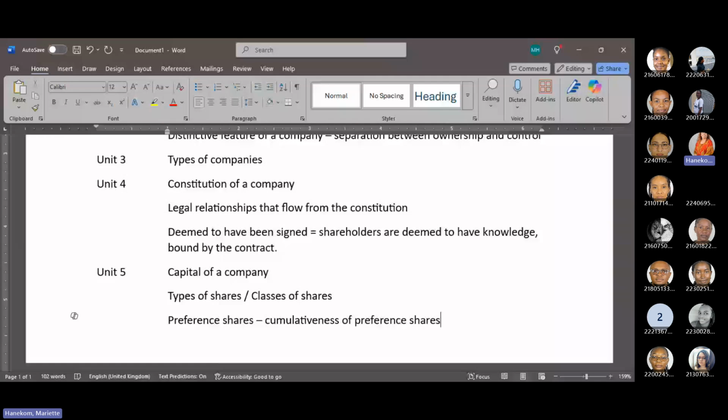So they continue to build up, they accumulate. They have the right to subsequently receive payment when dividends are declared, but they do not have a right to claim the dividends if they have not been declared. They cannot force directors to declare a dividend. It is important that you understand that concept of cumulativeness in different shares.